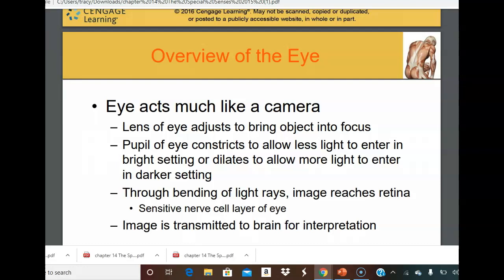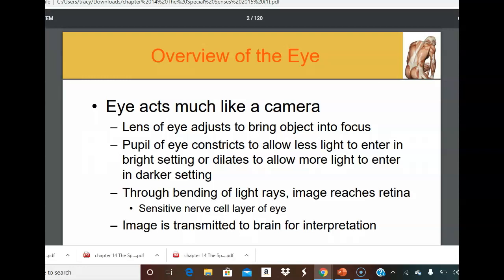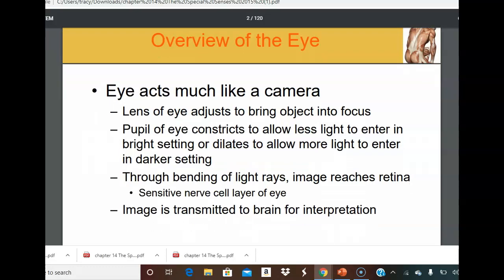It does act a lot like a camera. I'm not a photographer, so I can't really equate it exactly, but we have certain structures that are very similar to a camera. So we have a lens, and the lens of the eye adjusts objects to bring them to focus on the retina, and the ability of the lens to do this is called accommodation, and you'll see that word listed in the book.